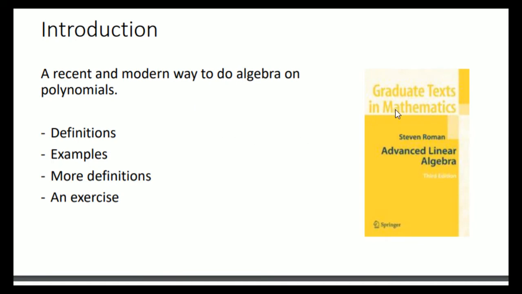written by Steven Roman, called Advanced Linear Algebra, through the Springer website. And I bought it specifically for the section about Umbral calculus because I read some articles about it and I thought it was interesting. So it is a much more elegant way to do some algebra on polynomials. So I will present some definitions, then some examples, and then more definitions, and then an exercise.